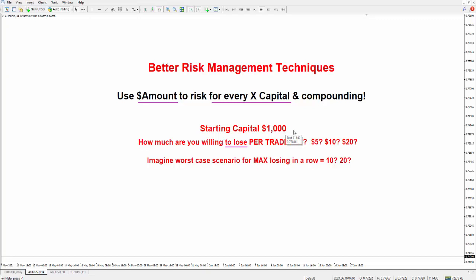That will not upset you. That will not make you nervous. Like myself, if I lose, for example, 10 in a row, meaning I'm gonna lose 5% and I'm still okay. If that still makes me nervous, maybe I will lower it to $4 per trade or $3 per trade.